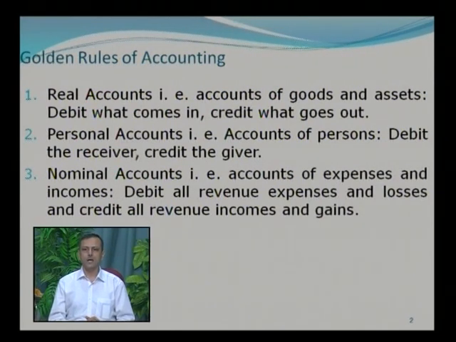Suppose we get a commission of rupees 200 in cash. One account which is being affected is cash account. The other account which is being affected is commission account. Cash comes in, it is a real account, so we will debit cash account. Commission is an income, credit all incomes. So commission income account has to be credited, and therefore we pass a journal entry. We say cash account debit to commission income account credit, or just commission account credit.